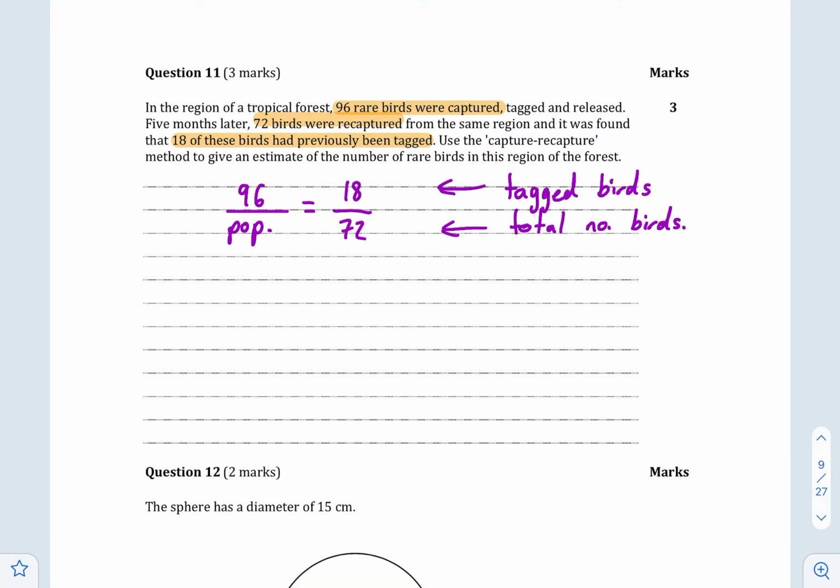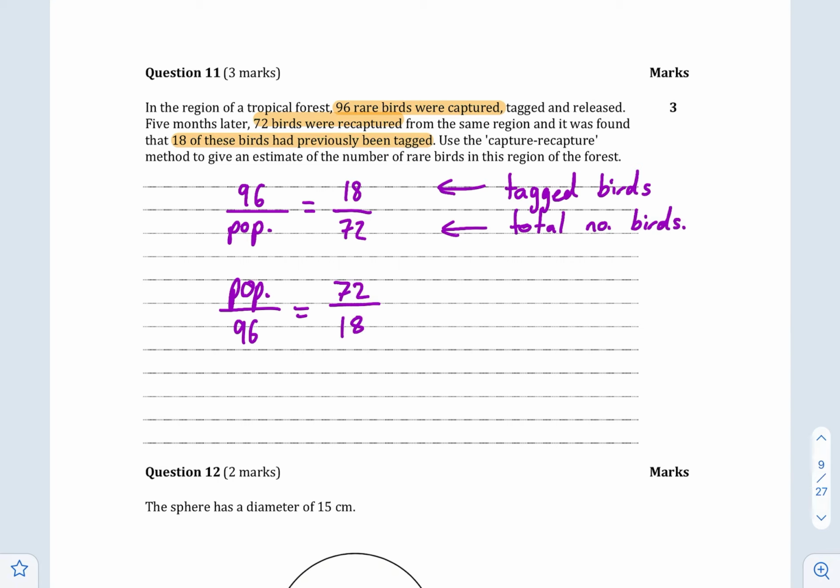Okay, so we need to find out what the population is equal to, and that is how we get our full marks. That's how we get our answer. So what I like to do first, this is similar to the sine rule, is flip everything. I want the population on top, because if I have the unknown on top, it's a lot easier to calculate. So if I do that, I'm going to have the population over 96 is equal to 72 over 18.